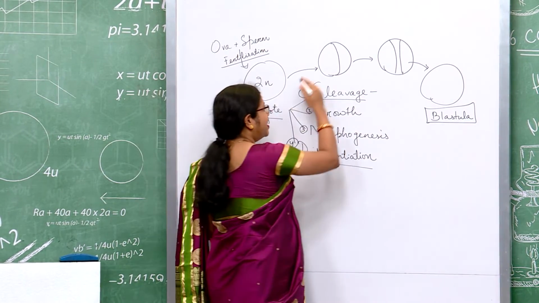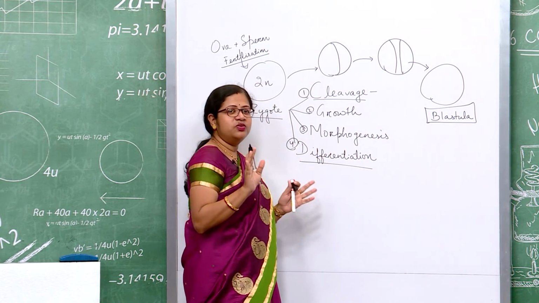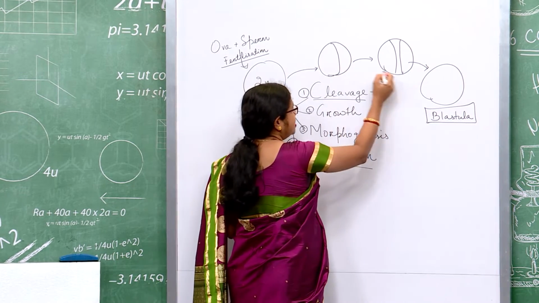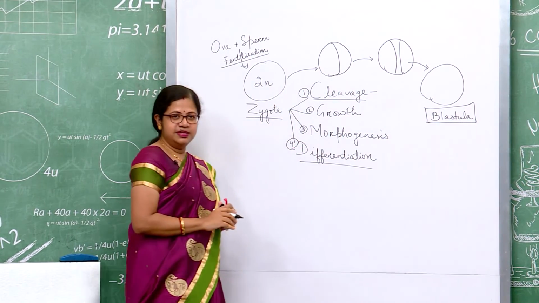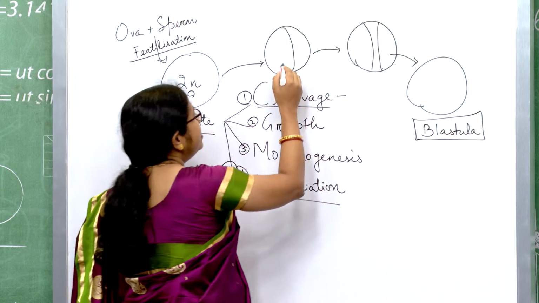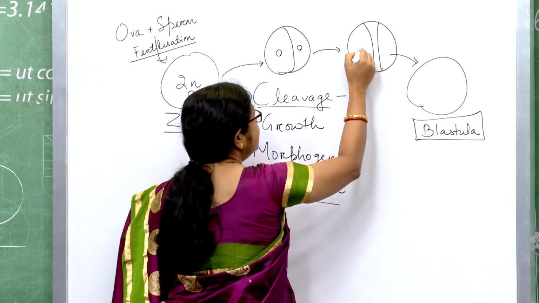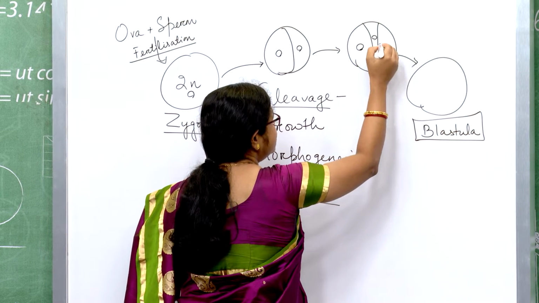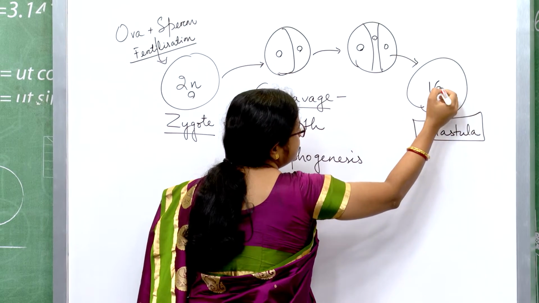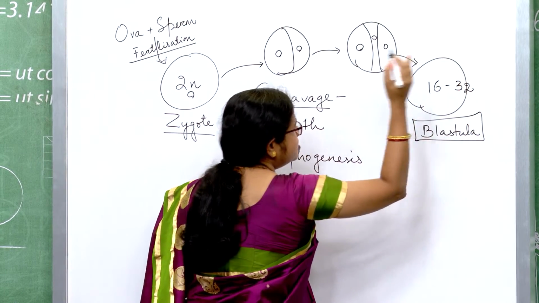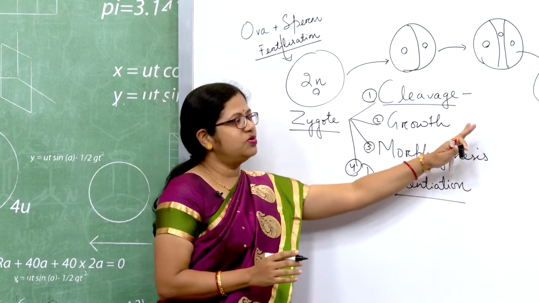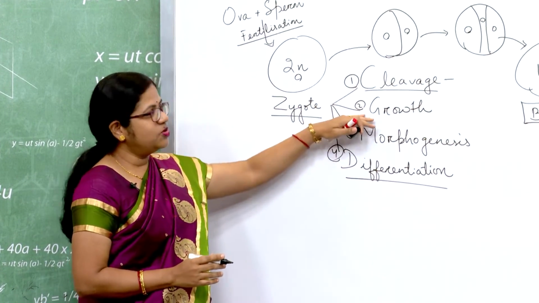Now, this rapid division takes place, but there is no growth at all. We can see the zygote size, and at each stage after division the size is also remaining the same. It is just that the nucleus is dividing, here into 2 cells, here into 4 cells, then it will come to 8 celled, then 16 celled, then 32 celled and so on. So, only cellular division is taking place and here there is no growth.